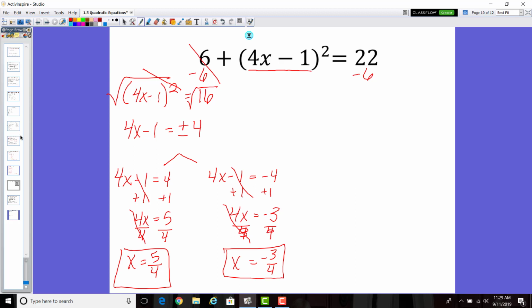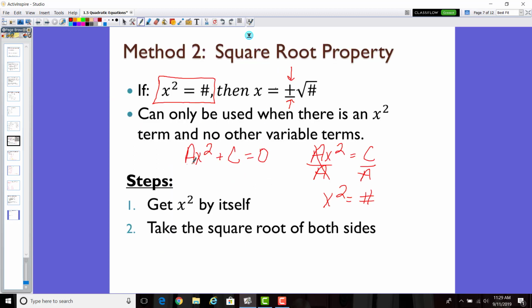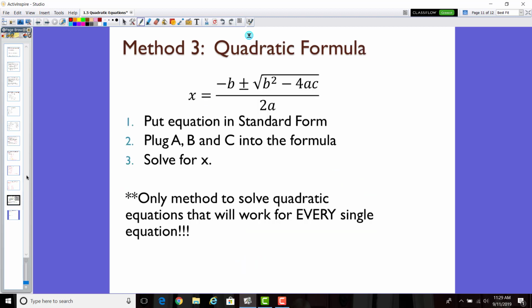Okay, so to recap the square root property, number 1, we can only have an ax squared term and a number term. We can't have a bx term. We want to get our squared term by itself so that we can take the square root of both sides. Do not forget the plus or minus on your radical. Thank you.